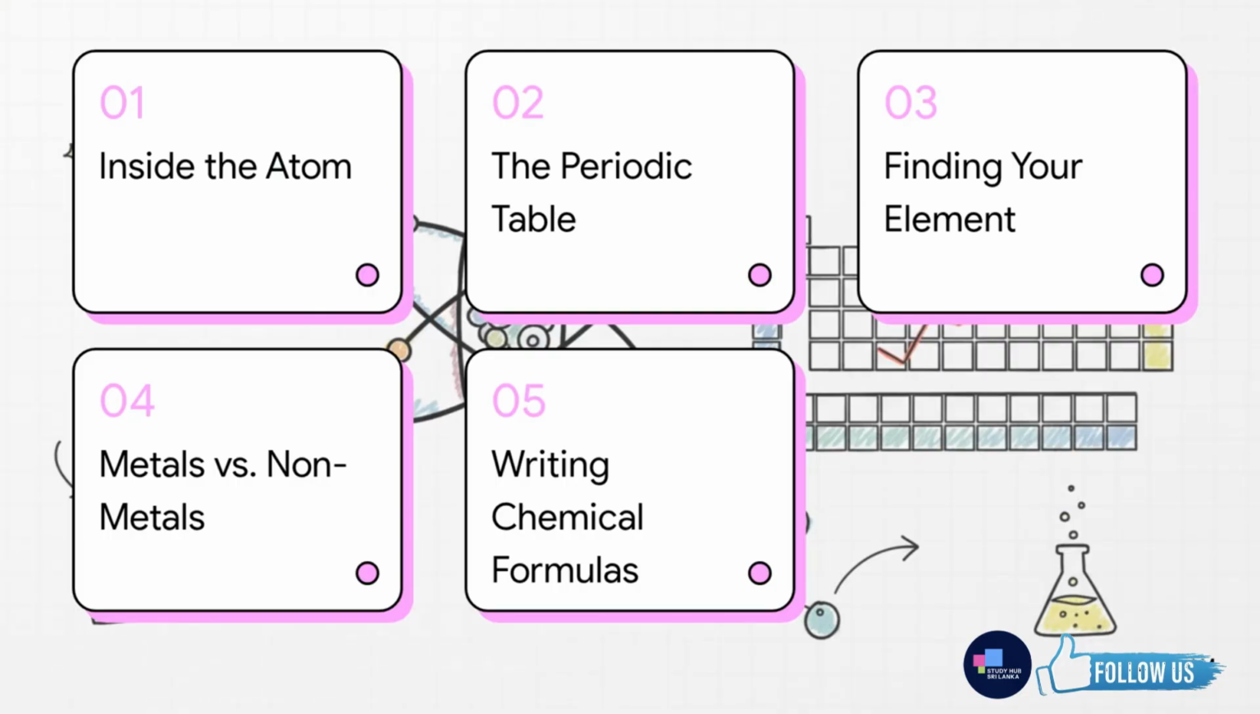We'll start by looking inside the atom. Then we'll make sense of the periodic table, figure out how to find any element, see the difference between metals and nonmetals, and finally, learn how to write chemical formulas. You ready? Okay, let's get started.